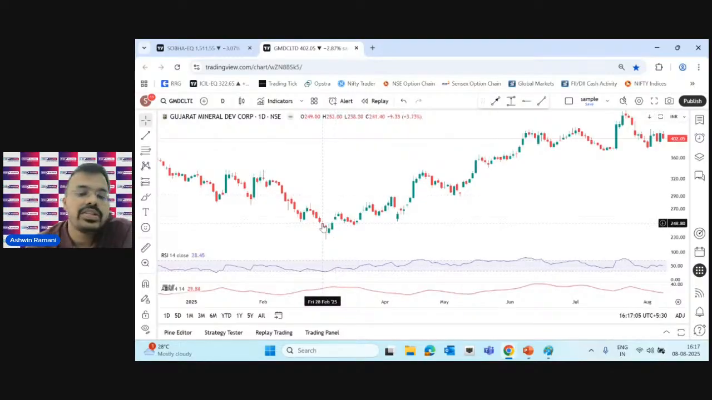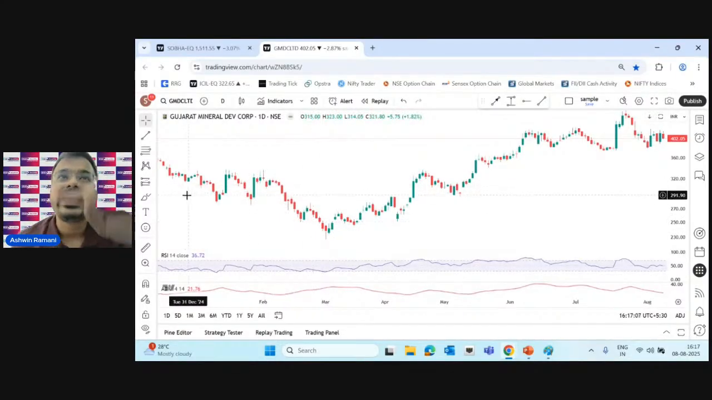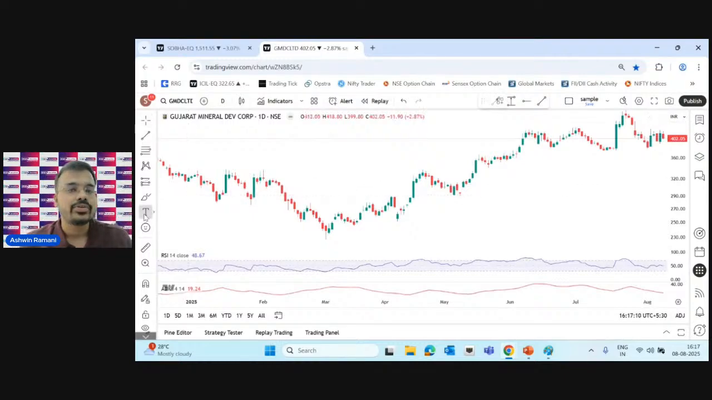So I'll just mark the A, B and C points so that it is very clear to you. So I'll take a text here. So this low point is my A point. So I'll mention low here. From this low to this high, the whole leg is my A to B leg. So this is my B point.